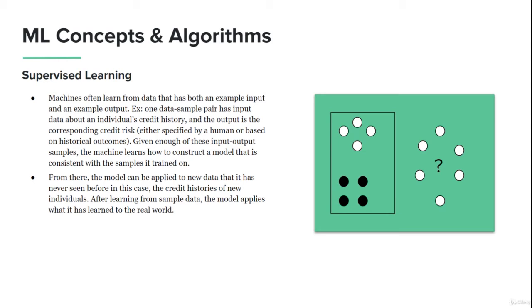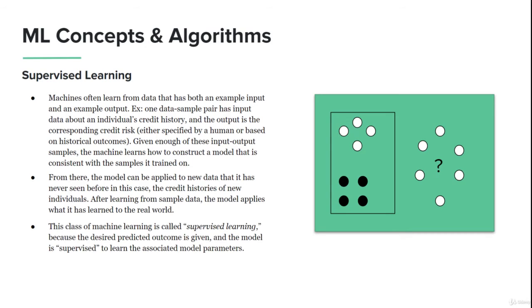Now it's able to be on the bank's website, take in applications, and make decisions within a matter of seconds. And then you're able to have somebody actually physically look at the information, but it's all programmed through the machine learning algorithm. This class of machine learning is called supervised learning because the desired predicted outcome is given and the model is supervised to learn the associated model parameters. So this is essentially the supervised learning method.